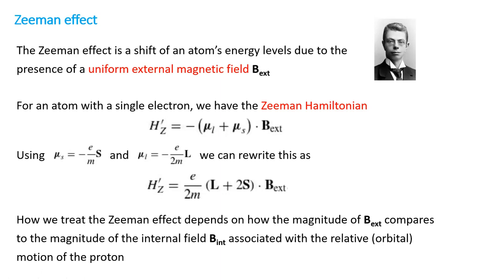How we treat the Zeeman effect, the effect of this interaction, depends on how the magnitude of B external compares to the magnitude of the internal field, B internal, associated with the orbital motion of the proton. Because remember, in the spin orbit interaction, the proton effectively orbits the electron, creating a current and a magnetic field, which we call B internal. So how we treat the Zeeman effect depends on whether the external field is large compared to this internal field, or small compared with it. Okay, so we'll look at these two cases.